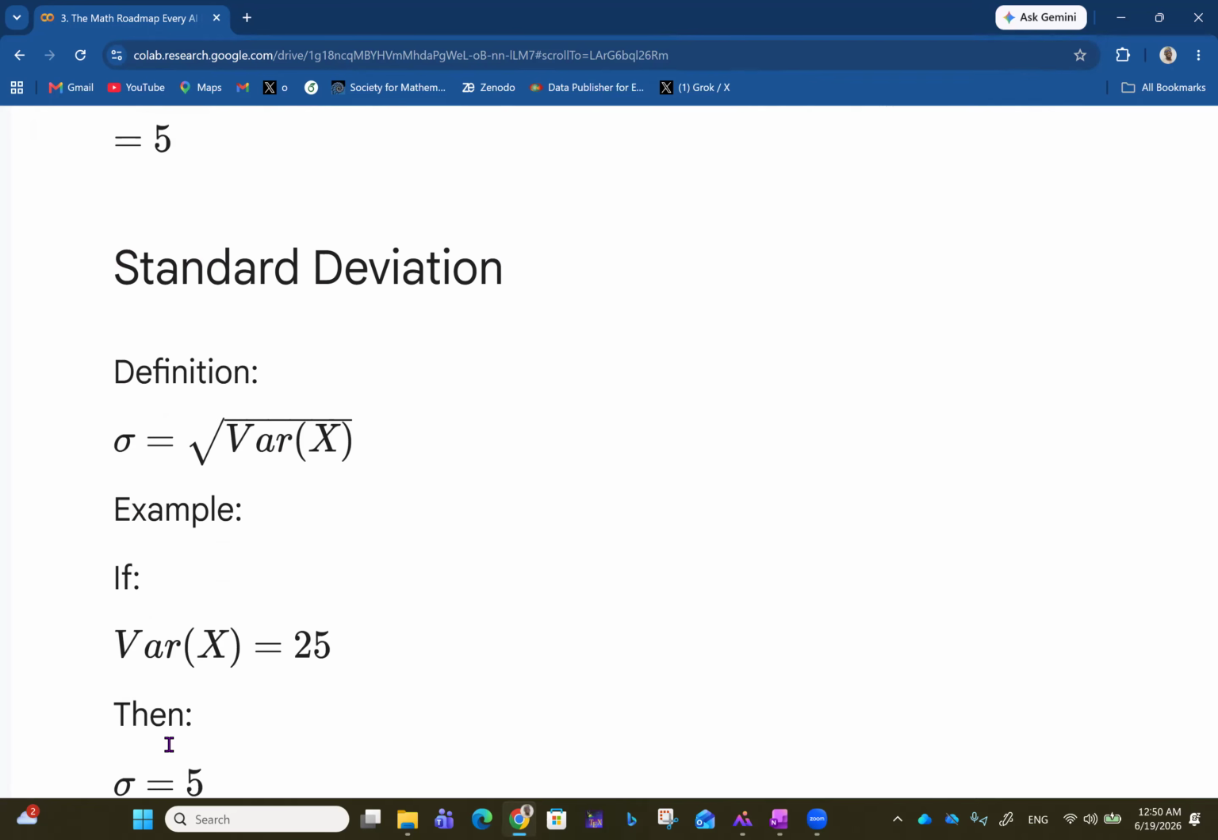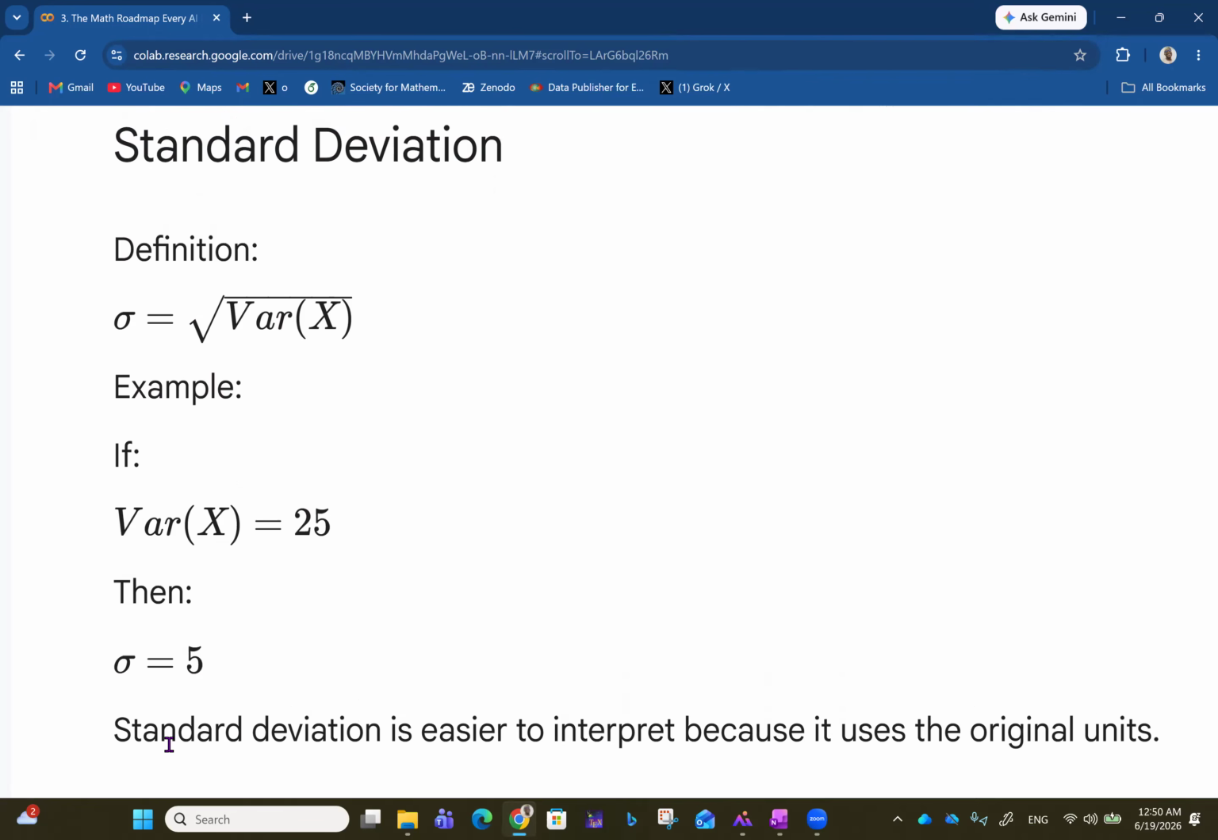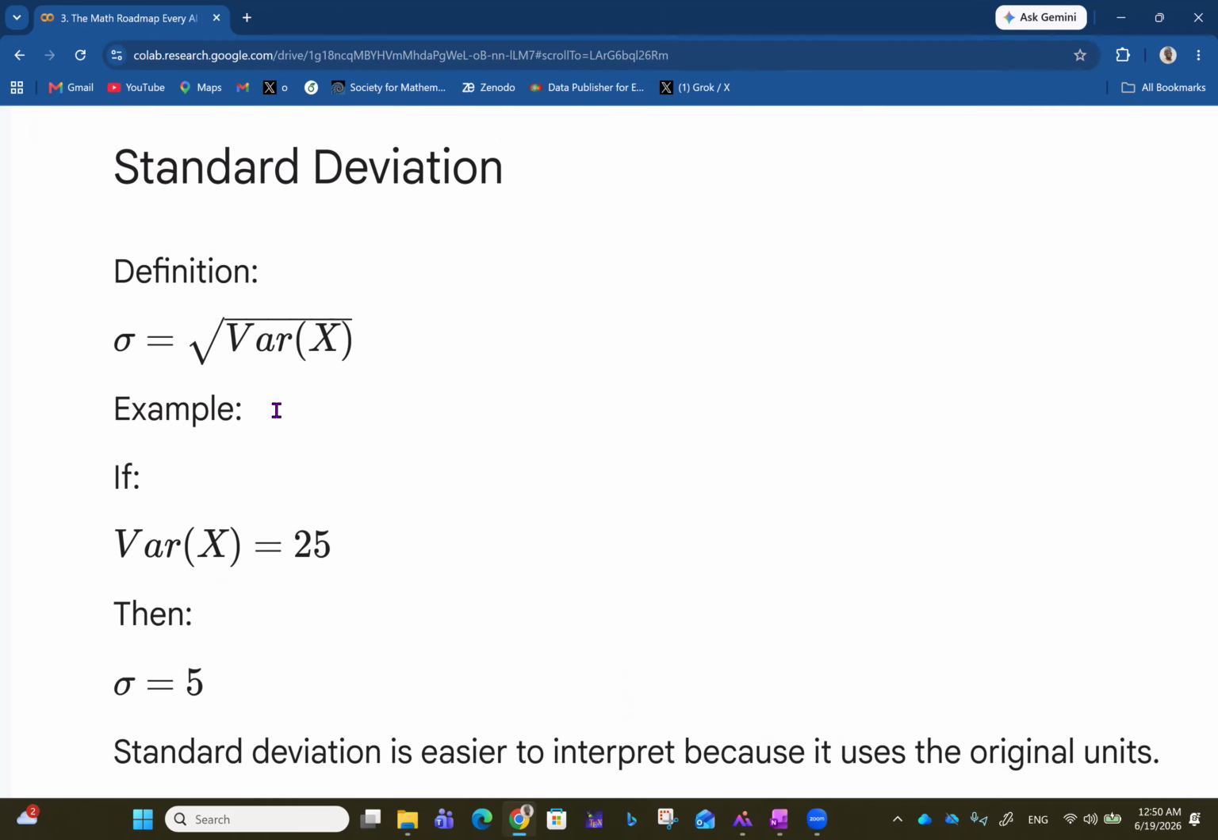Of course, we also have standard deviation. Standard deviation is actually the square root of the variance of x. Example, if the variance of x is 25, then standard deviation is simply the square root of 25, which is 5. So standard deviation is easier to interpret because it uses the original units.